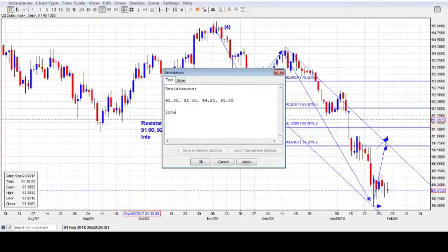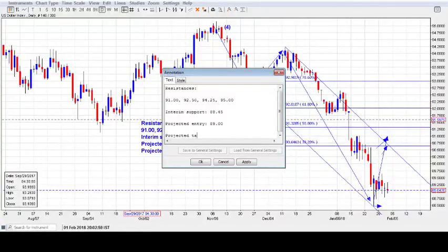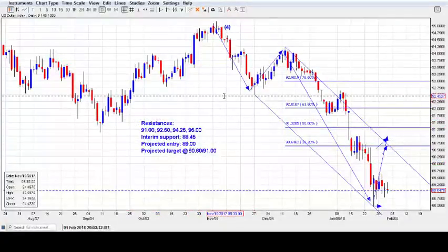And then you might note the interim support around the 88.45 mark. Projected entry, might want to buy it around the 89 mark, and projected targets around the 90.60 and 91 mark. Alright, that's the preliminary analysis we got with the daily chart.